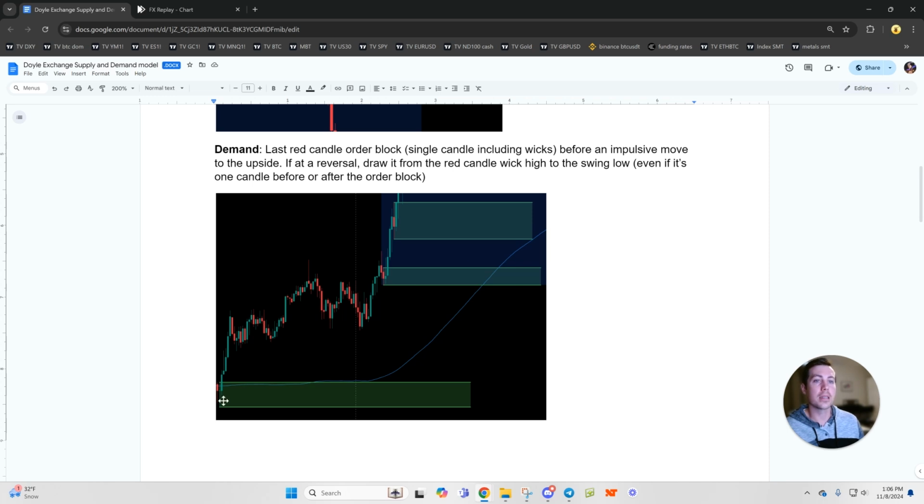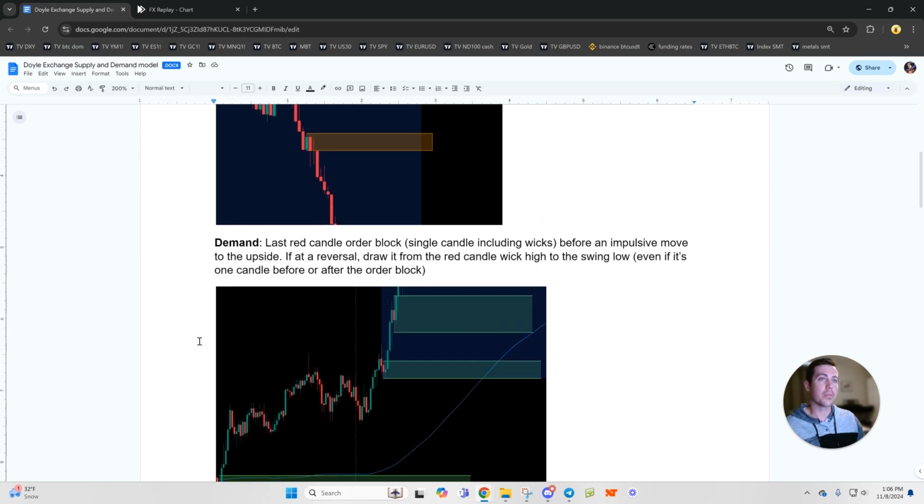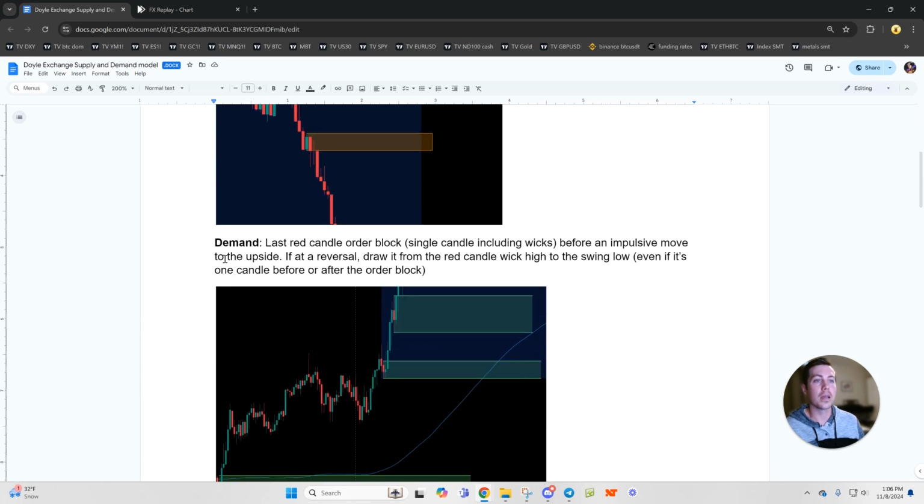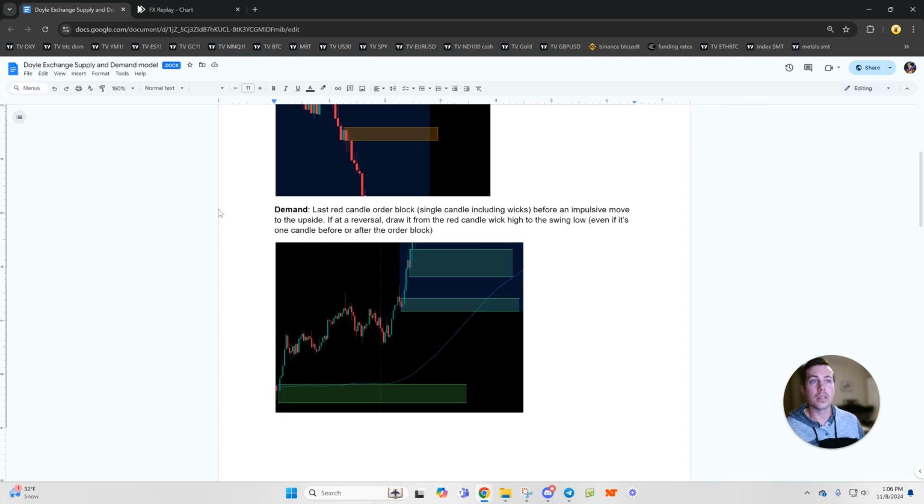But the key is basically it's an order block followed by an impulsive move away from the price structure. So all of these that I've marked out, for example, it's not any of these previous ones. It's really the ones before you saw an impulsive move to the downside for supply and then to the upside for demand. So those are the keys that he uses for his strategy.